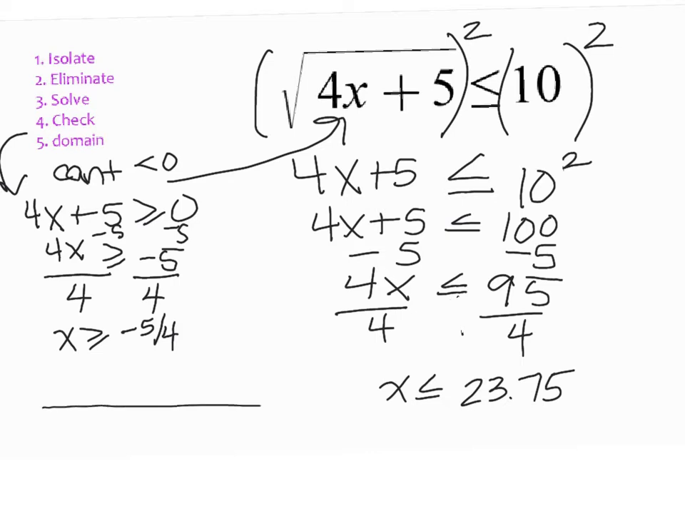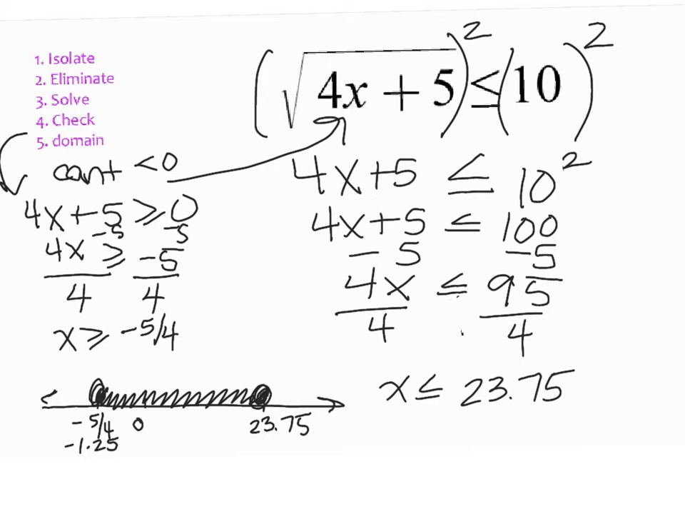So what does that mean? If I drew a number line like we were doing the last time we were doing inequalities, negative 5/4 would be over here. I don't know, 23.75 would be somewhere over here. For 4x plus 5, all of my solutions are up to and equal to 23.75, and all the way down to and equal to negative 5/4, which would be negative 1.25 if you like decimals. Okay, it would be all these numbers within here.